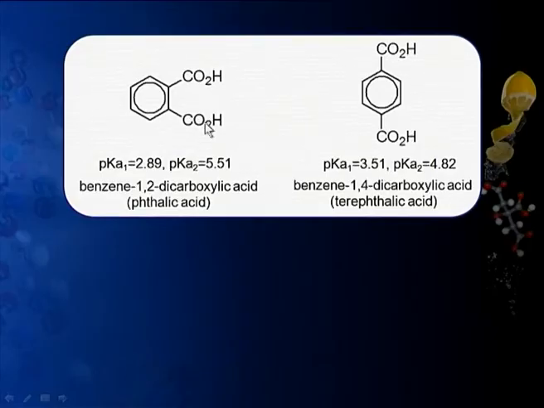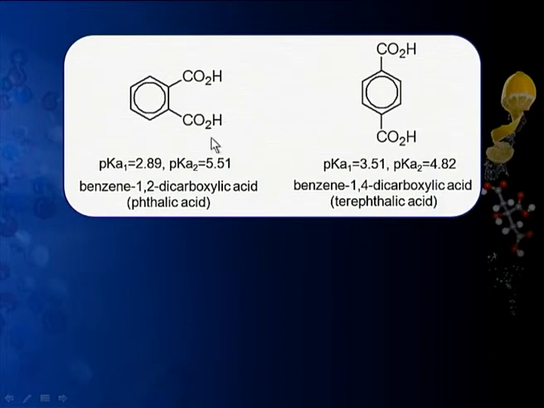Let us take up the example of phthalic acid. In phthalic acid the two carboxyl groups are ortho to each other. Its pKa 1 is 2.89, pKa 2 is 5.51. Here it is terephthalic acid. We find that its pKa 1 is 3.5, which means the pKa 1 values of two differently substituted dicarboxylic acids are different. Here it is easier, meaning this is acting as a stronger acid.